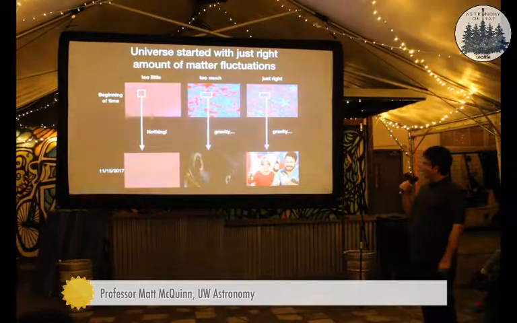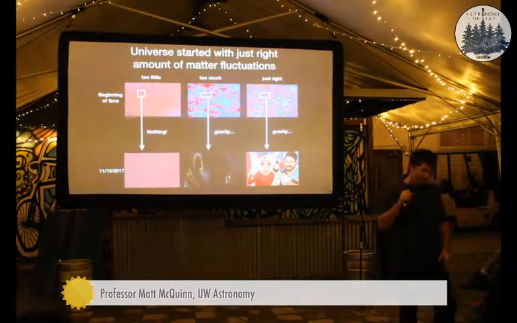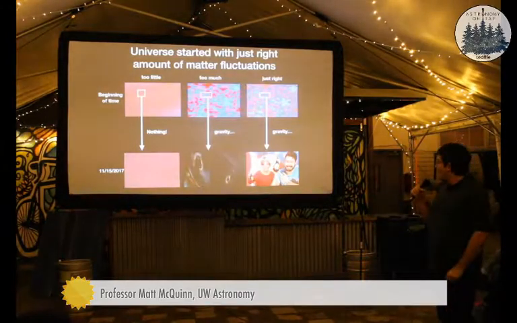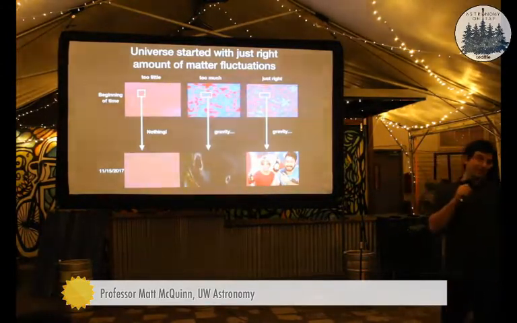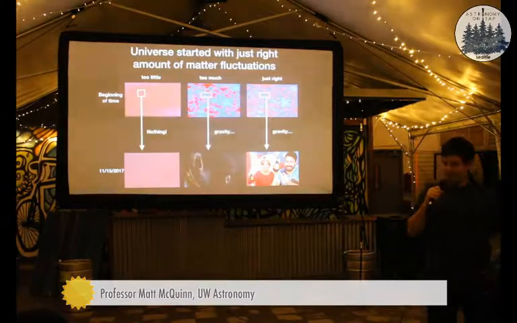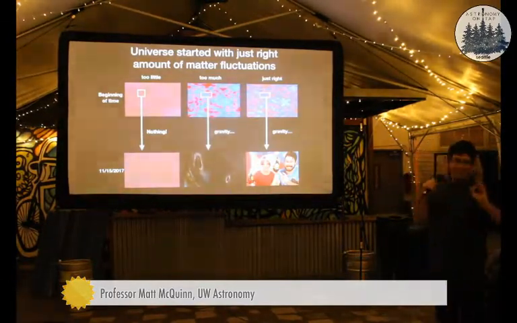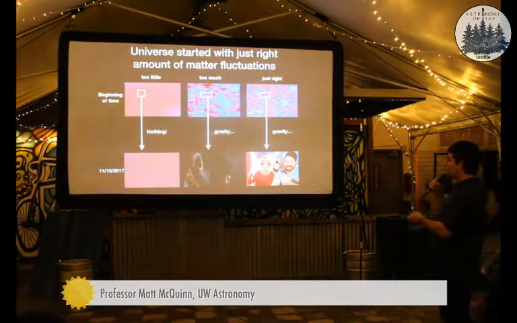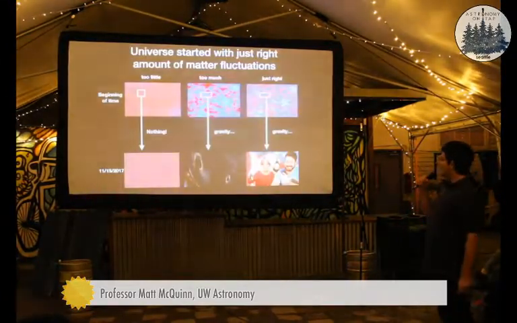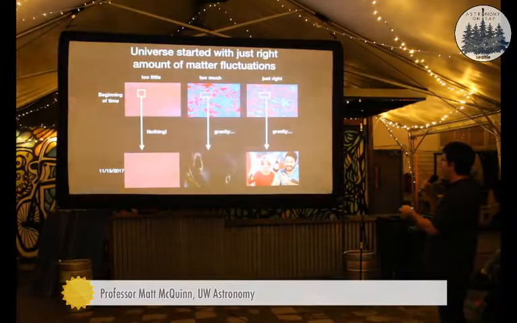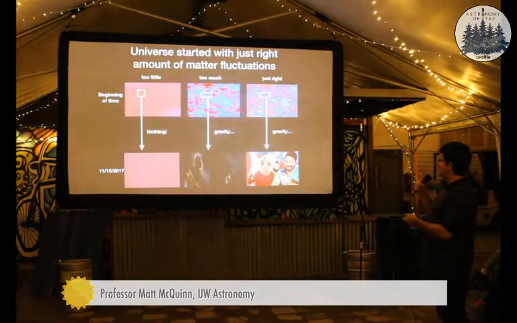And so just to illustrate, I'm going to mention what we think these fluctuations are later on. But since there are these fluctuations in the universe that's 400,000 years old, and then you have gravity, if the fluctuations aren't big enough, so if they're too small, then gravity can't do enough by today.